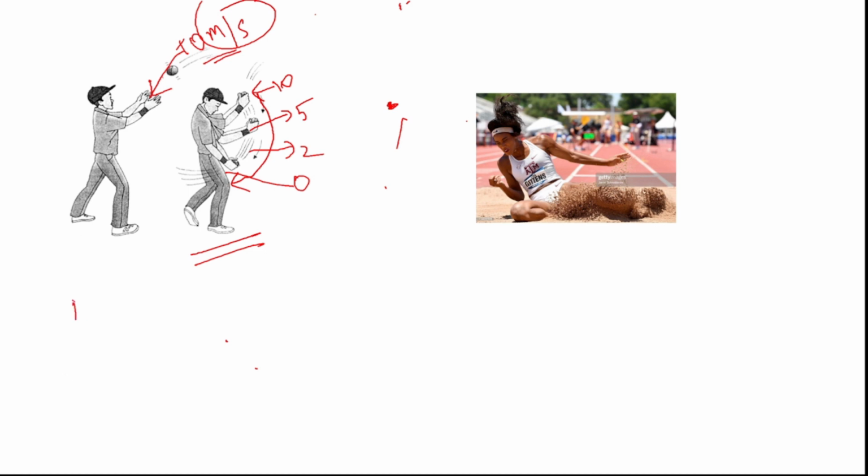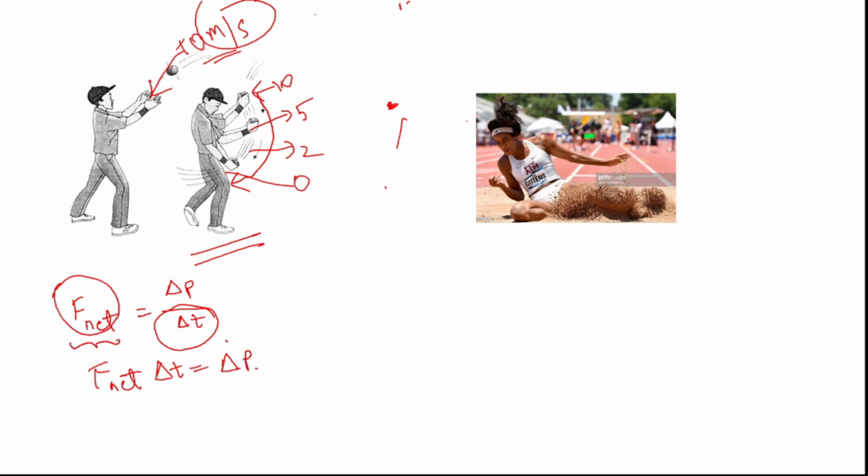So by Newton's second law, F net is equal to change in momentum by time, right? So in order to minimize F net, that is force of impact, we have to increase the stopping time. So F net into delta T equal to delta P. So in order to reduce the force of impact, we have to increase the stopping time.